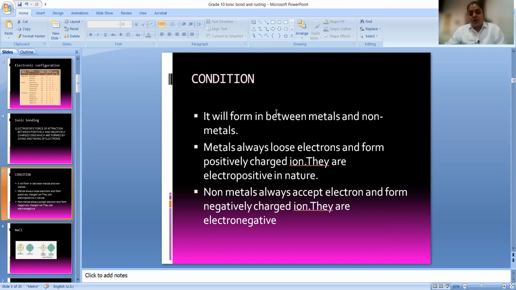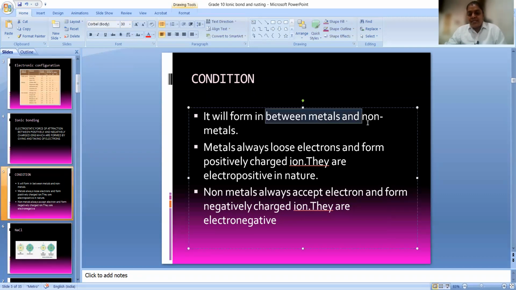Actually, the ionic bond will be forming between metal and non-metal. Usually, exceptional cases are there. Usually, it will be forming between metal and non-metals. So metal always loses electron and forms positively charged ion. Already we discussed this. Metals have only a few number of electrons in the outer shell, so they will leave that electron and form positively charged ion. So they will always be electropositive.